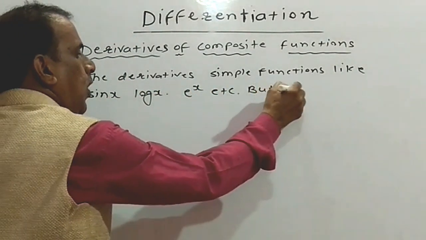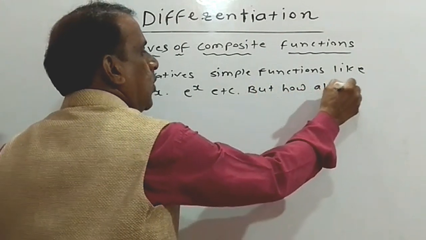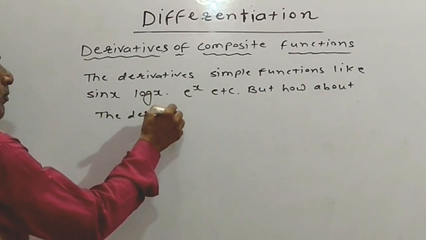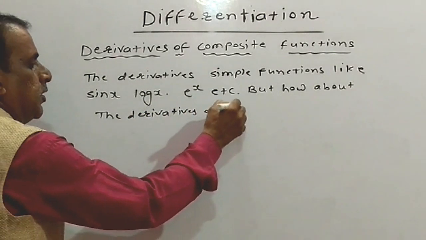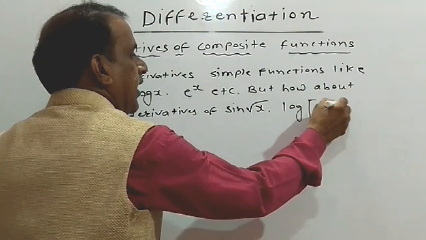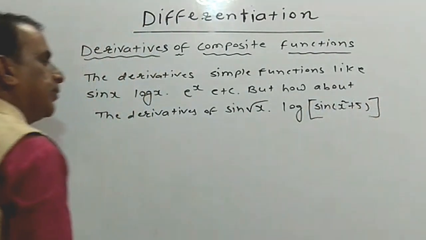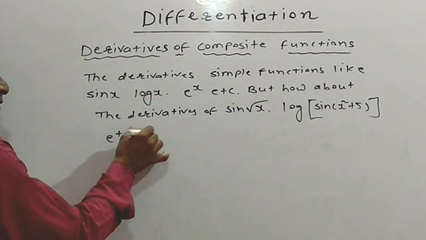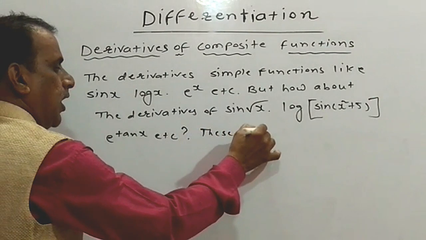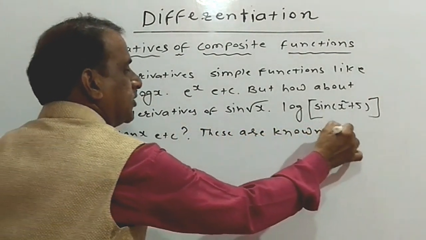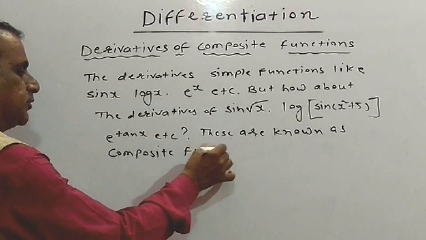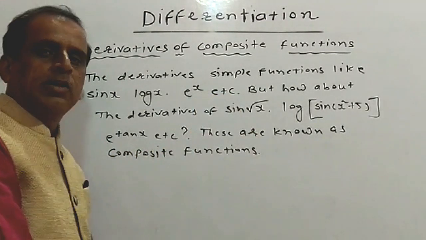But how about the derivative of sin square root x, log of bracket sin x square plus 5, e to the power 10x, etc.? These are known as composite functions.